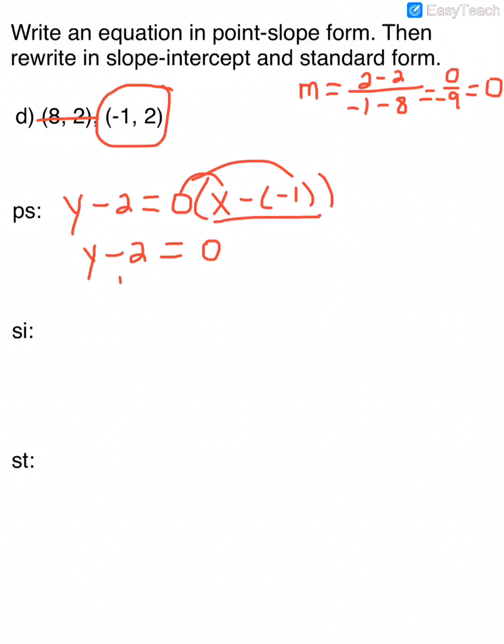Slope-intercept form, if I move the 2 over to the other side of the equation, I get y equals 2. And standard form, there's no x to move over to the other side of the equation, so that would be standard form also. So my equation is just y equals 2. And we know that that is a horizontal line.